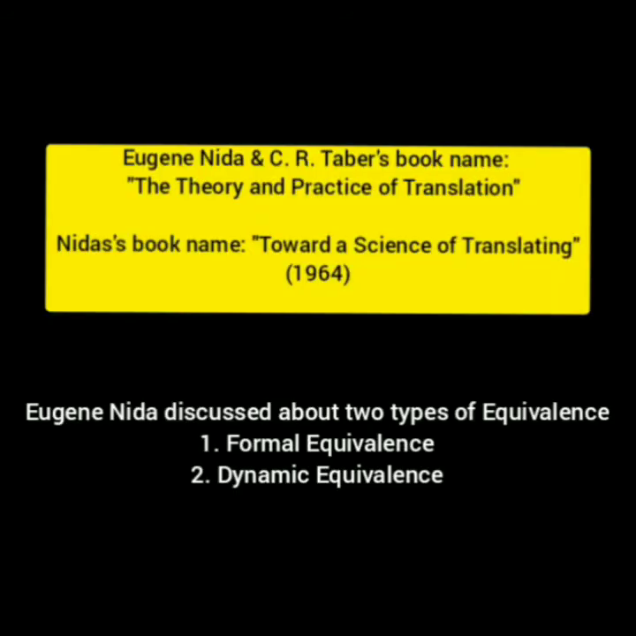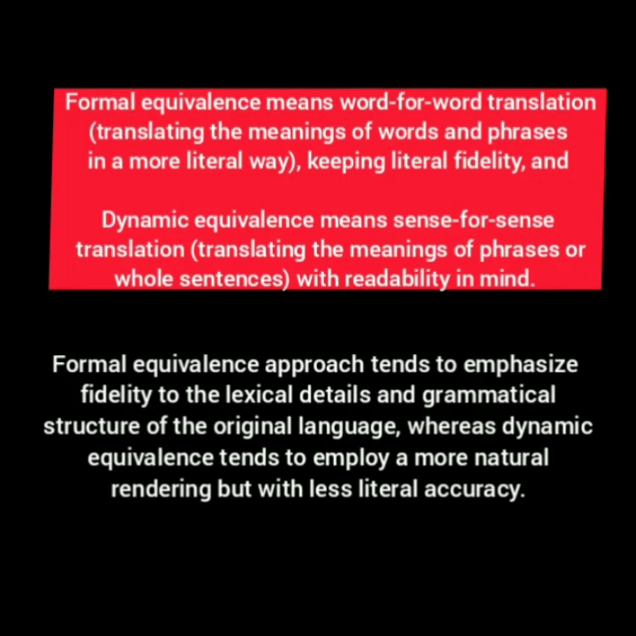After this, we have another theory on equivalence, by Eugene Nida and Taber. According to them, there are two types of equivalence: formal and dynamic. Formal equivalence can be understood as word-for-word translation, translating the meaning of words and phrases in a more literal way from one language to another. On the other hand, dynamic equivalence means sense-for-sense translation.